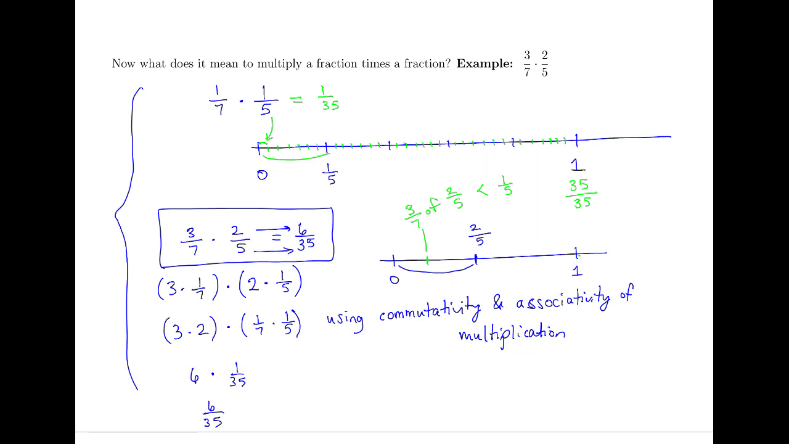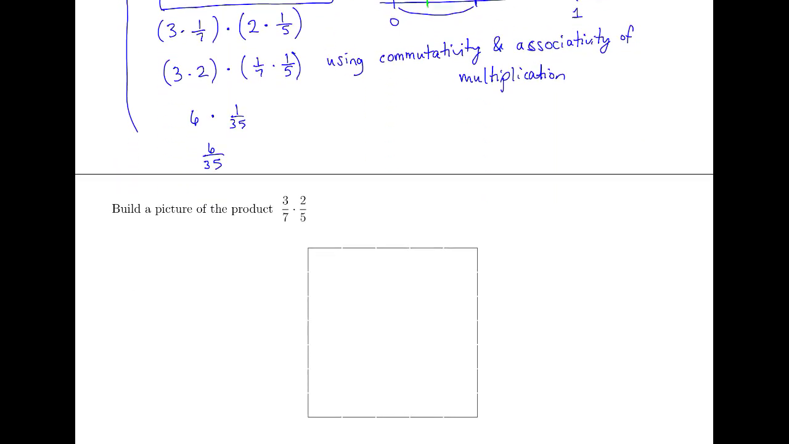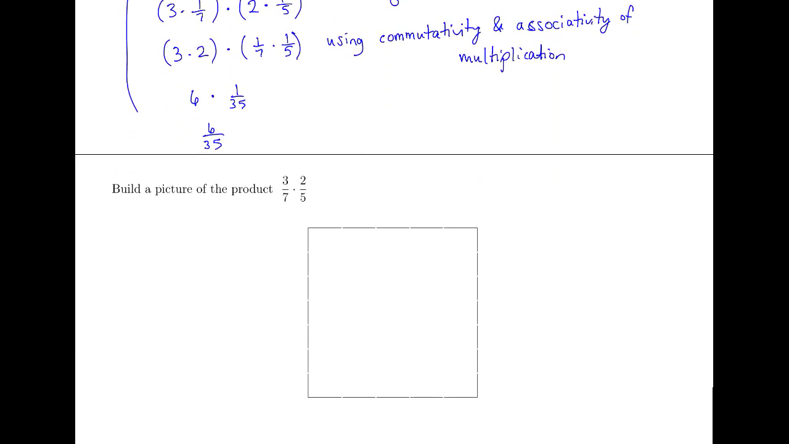Okay, I want to do one more picture, actually I guess two more pictures, that will re-emphasize why the fraction multiplication happens this way. So I'm going to do this in the old fraction box method. I'm going to look at this as 3/7 times 2/5 is the same as 3/7 of 2/5. Okay?